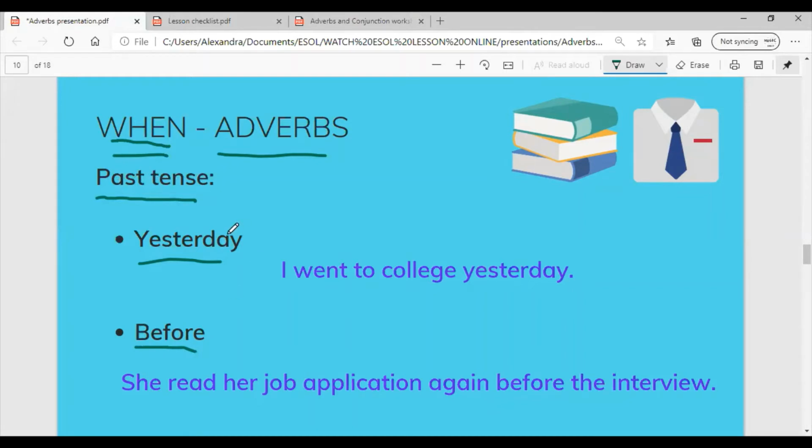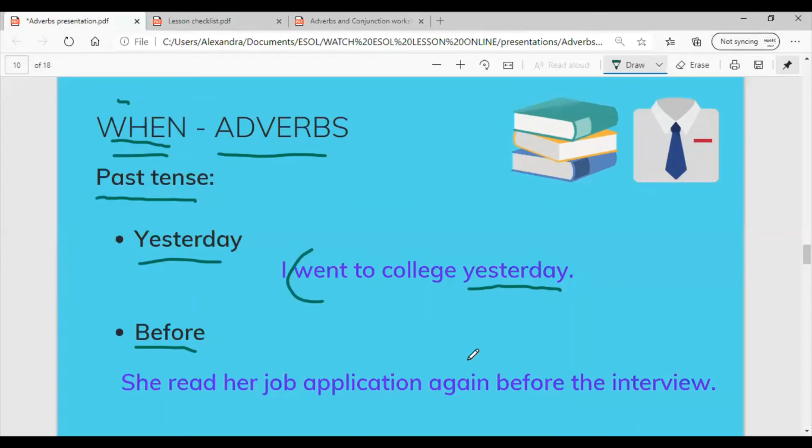These are both adverbs, as they are telling us when an action is taking place. So if we were to read this sentence, "I went to college yesterday." Yesterday is our adverb, but it doesn't have the ly ending, but because it's telling us when, we know that this is our adverb, which tells you when you went.